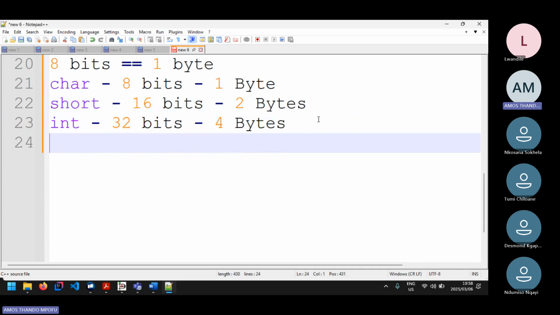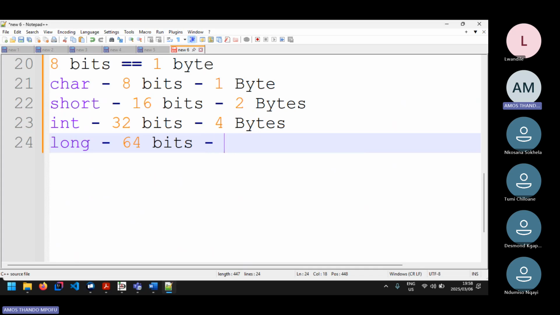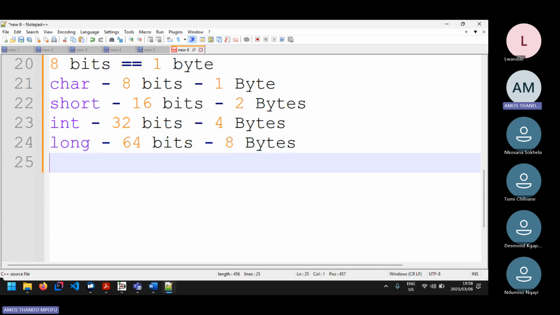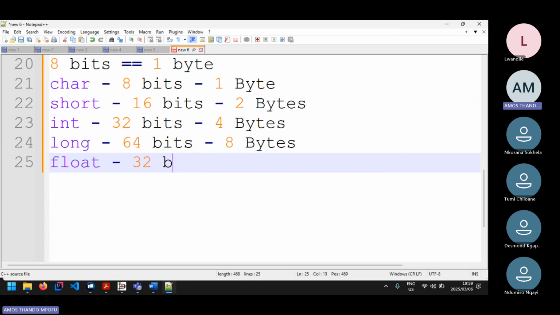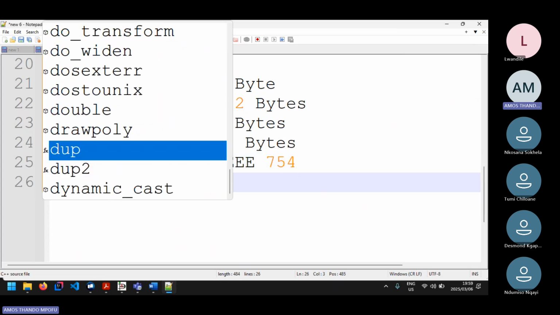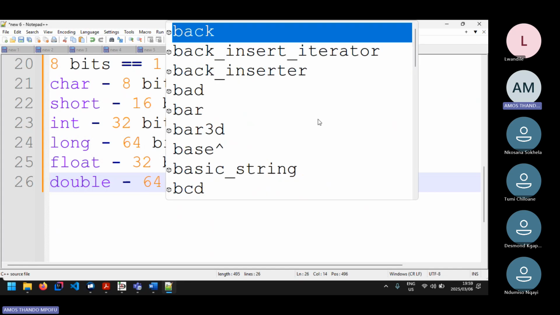And then we have long, right? So I'm going to have long, which is 64 bits. Remember, we're multiplying by 2, which is 8 bytes. And then we have the float and the double. So float will be 32 bits, IEEE 754, right? And then this will be double, 64 bits, IEEE 754.